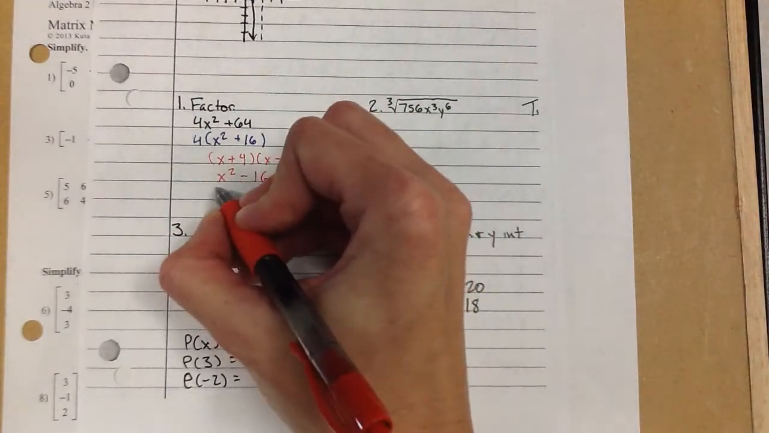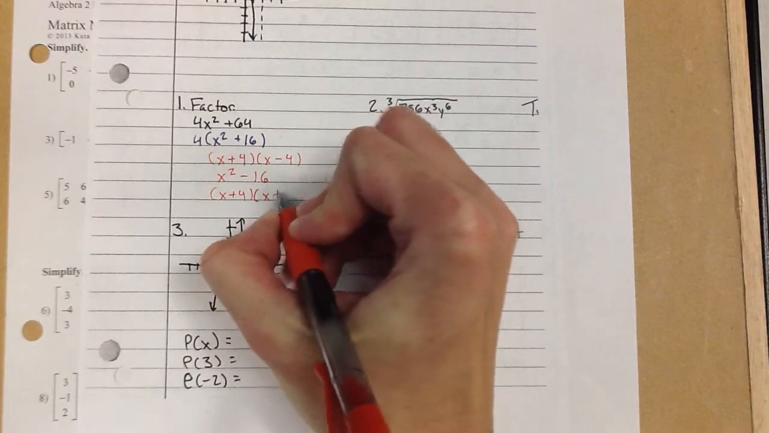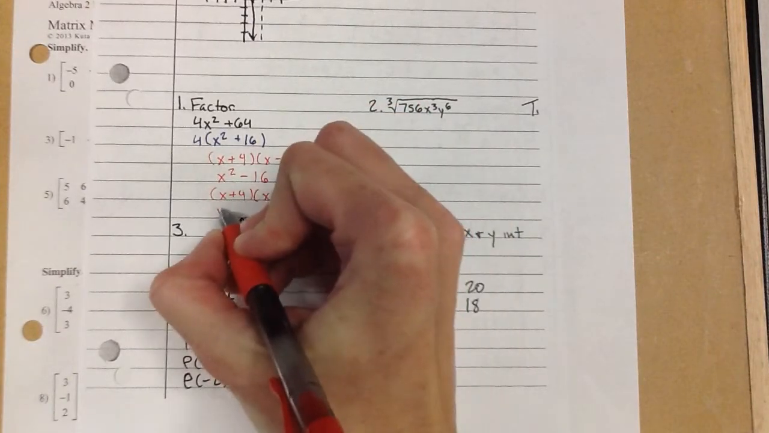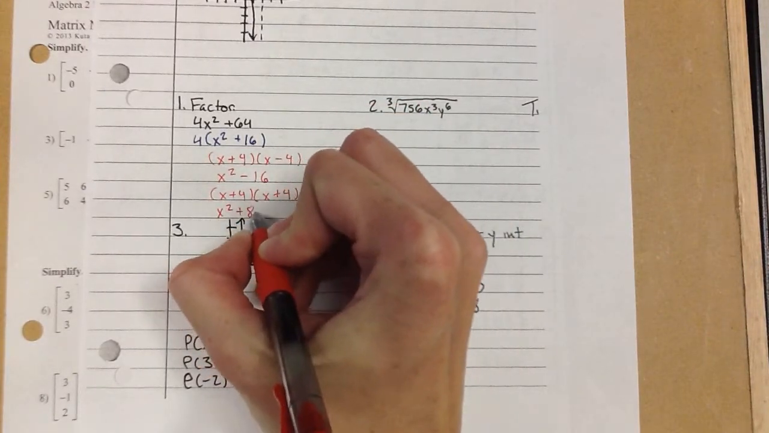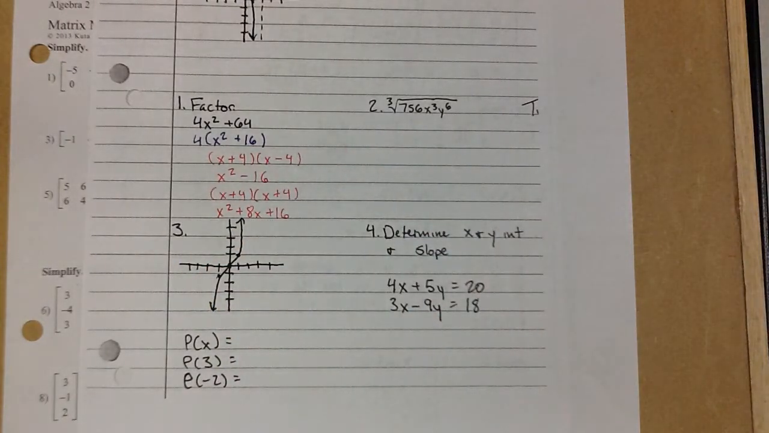X plus 4 squared, okay? X plus 4, x plus 4. Well, that's x squared plus 8x plus 16. 2x plus 8 squared. Then we have 4x squared plus 64x plus 64.